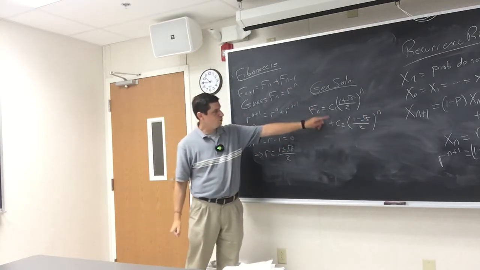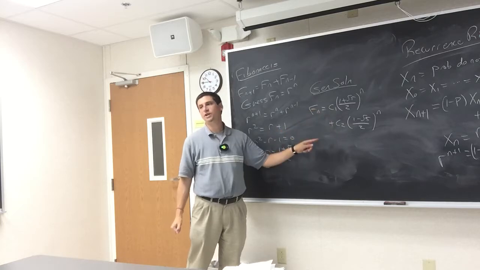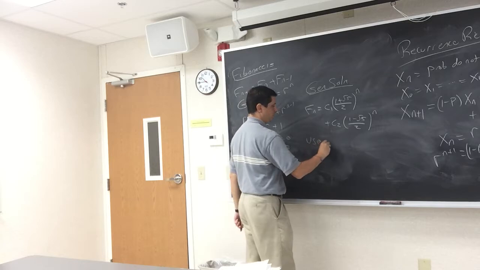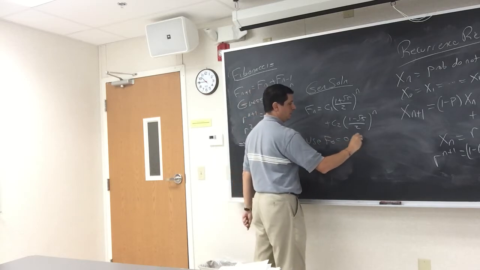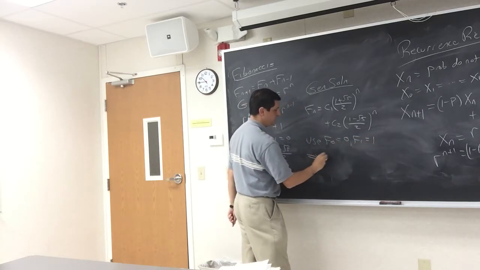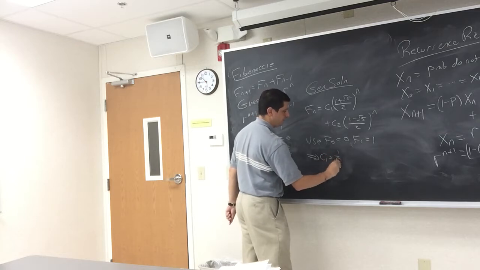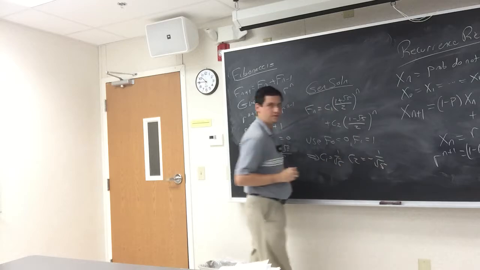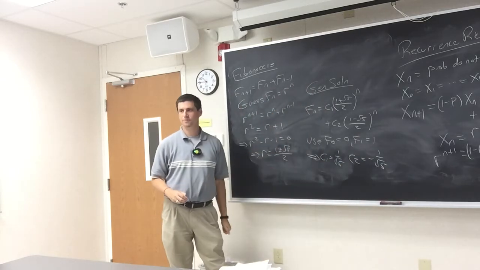And then I can figure out what c1 and c2 are because I know what f0 and f1 are. And then you use f0 equals 0, f1 equals 1, and that will tell you c1 is 1 over root 5, and c2 is negative 1 over root 5. And you get an explicit solution.